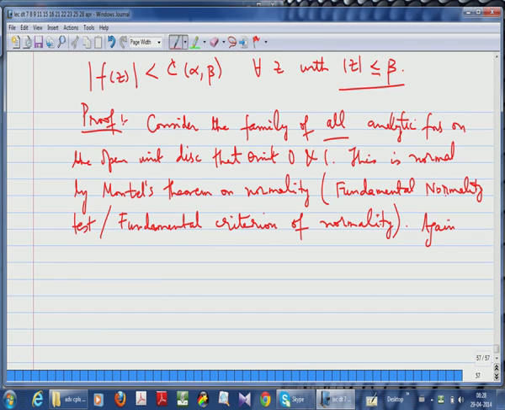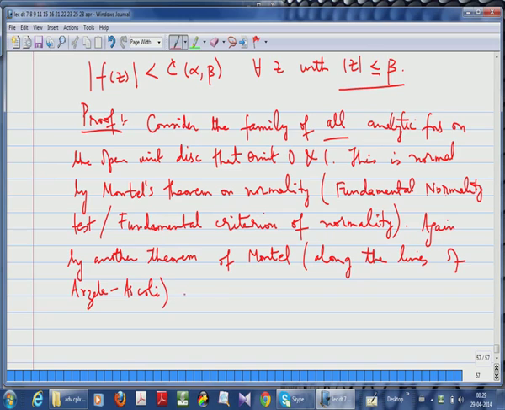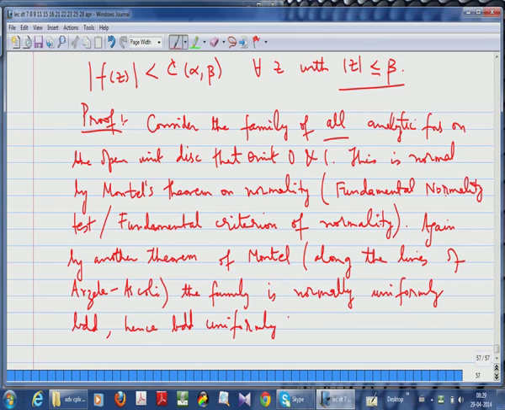Again, by another theorem of Montel, along the lines of Arzela-Ascoli, the family is normal, hence uniformly bounded by C alpha beta on mod z less than or equal to beta.